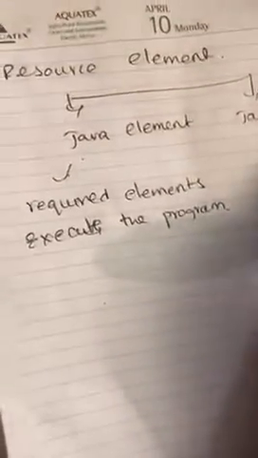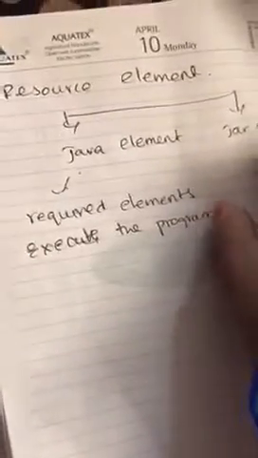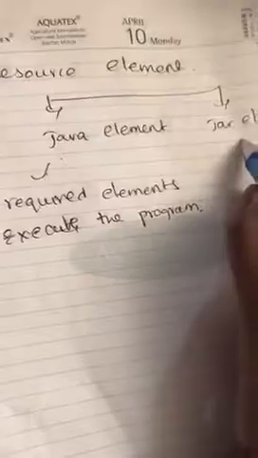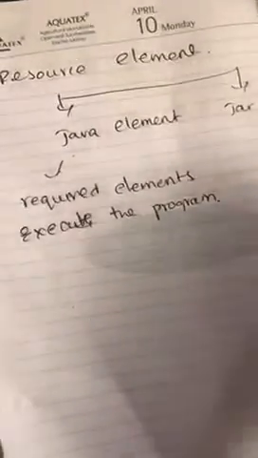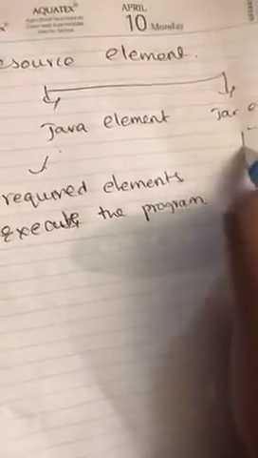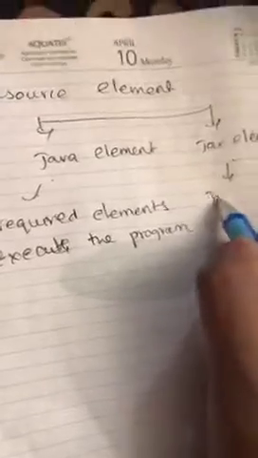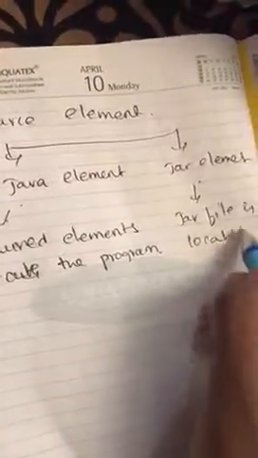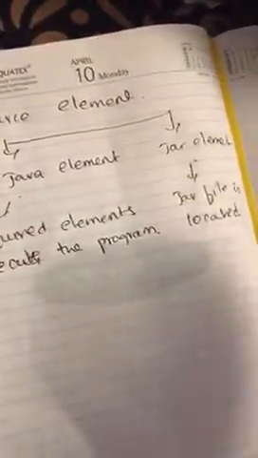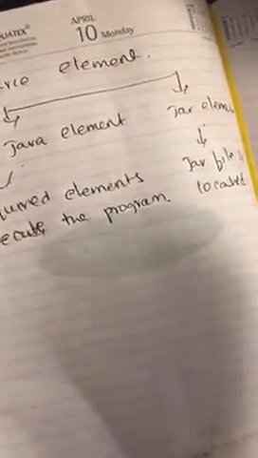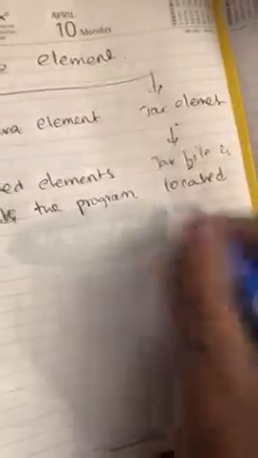The jar element specifies the location of a jar file that contains the program and whether the jar file contains the class that launches the program. So here the jar element specifies the location where the jar file is located, or it gives the class from where the program is launched.